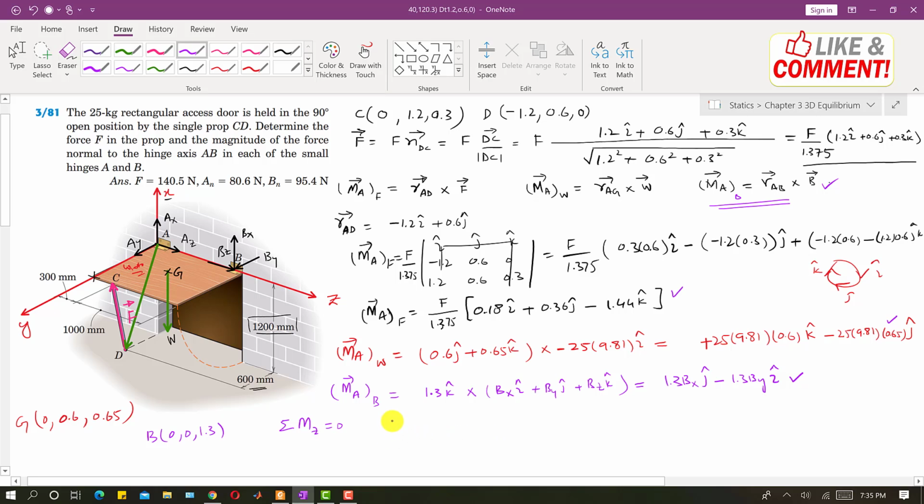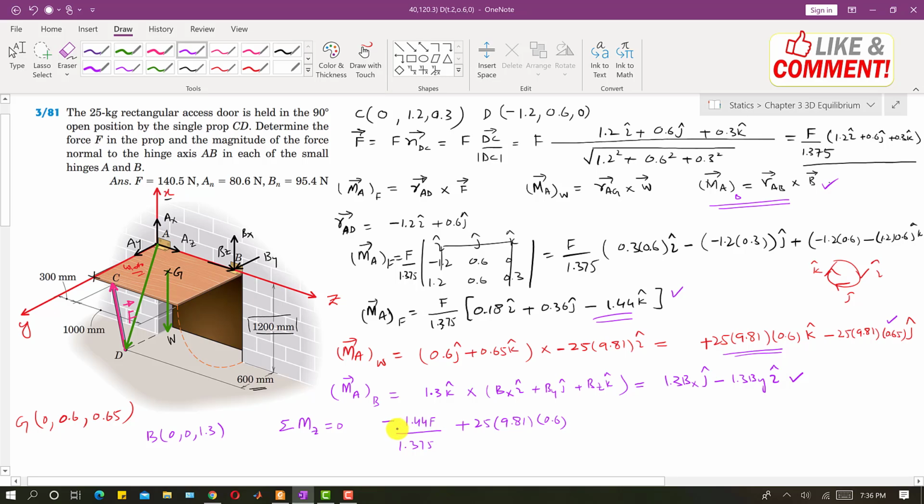So we can write that the moment at A due to F along Z is this much. This is minus 1.44 multiplied by this, so this will be minus 1.44 F divided by 1.375. As we can see, this weight is producing the moment about the Z axis, so we will add this as well. This will be plus 25 into 9.81 into 0.6.